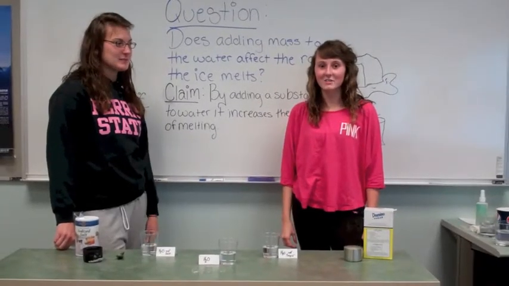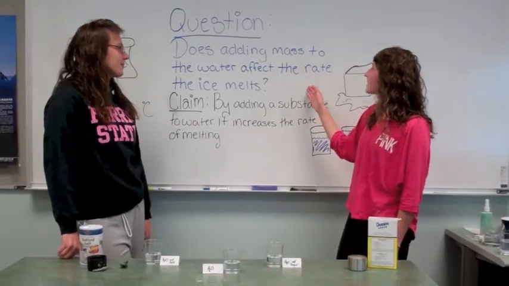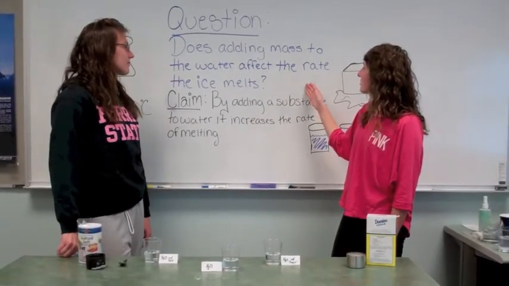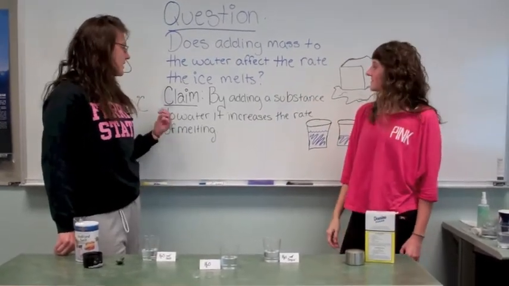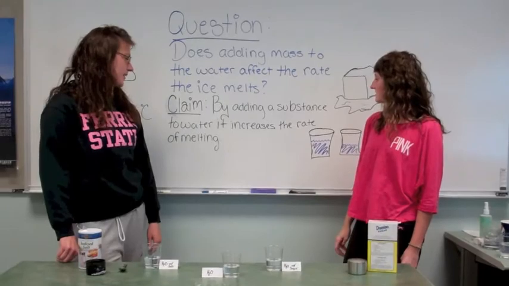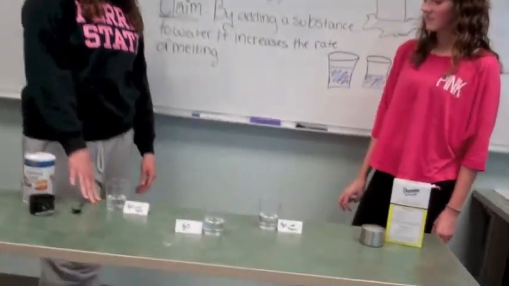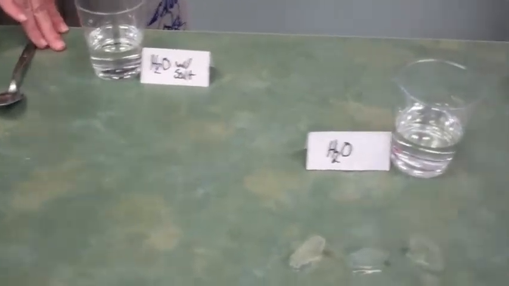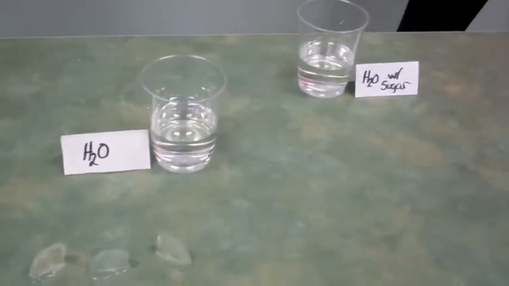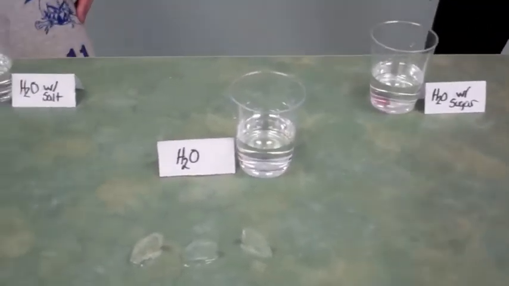Hi, I'm Ashley Gilmer. And I'm Jayna Fisher. And our question is, does adding mass to the water affect the rate the ice melts? And our claim is by adding a substance to water, it increases the rate of melting. And the list of materials we have: three plastic cups, salt, sugar, ice cubes, and water, and a teaspoon.